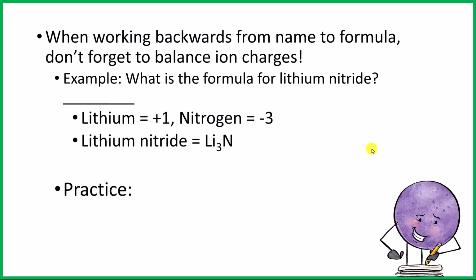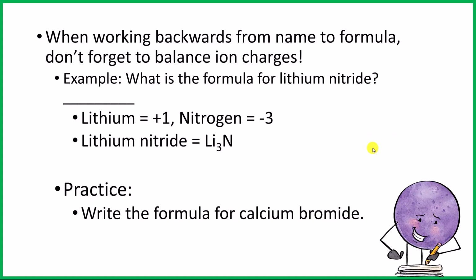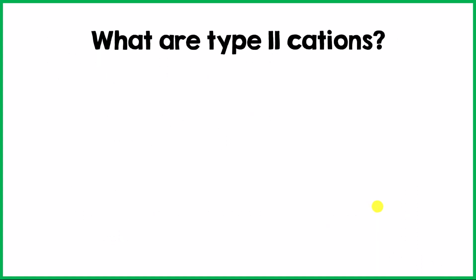Here's a couple more to practice. Write the formula for calcium bromide. Okay, our calcium bromide formula should be CaBr2. We need 2 bromines to balance out that positive 2 charge of the calcium cation. Okay, so that's our easiest way of naming ionic compounds.